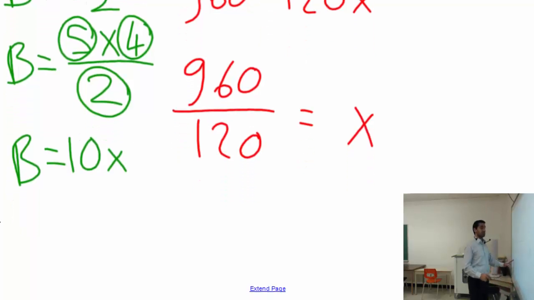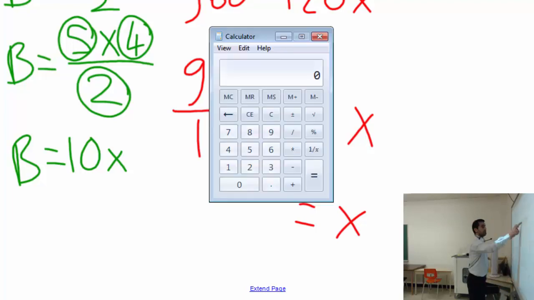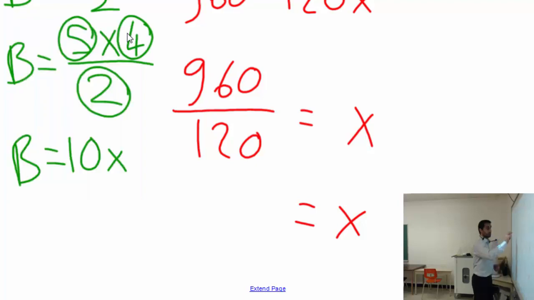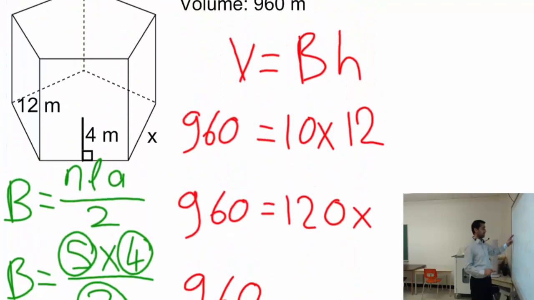Whatever calculation I get from here will be correct. So over here, 960 divided by 120. Let's find out what the missing side x is. 8. Don't forget the unit. 8 what? 8 meters.